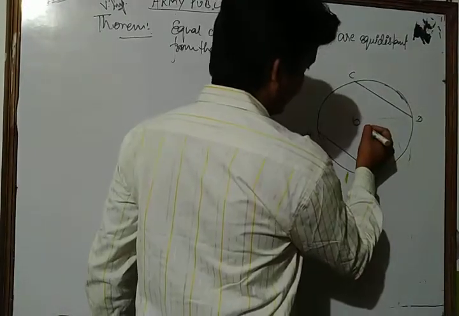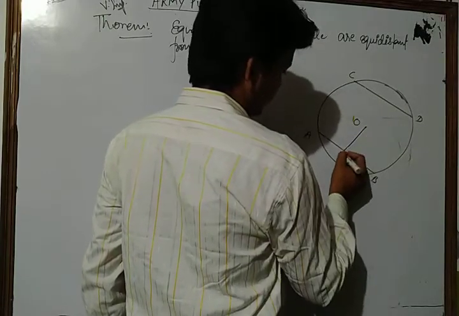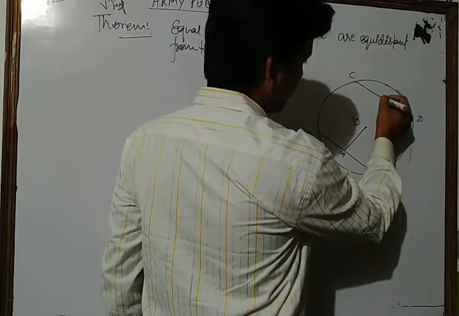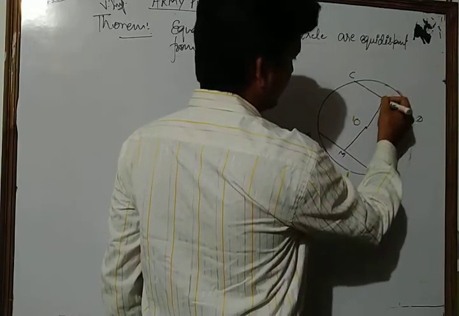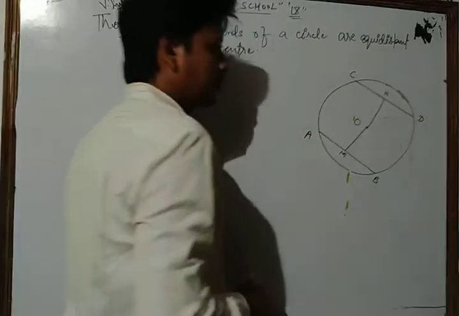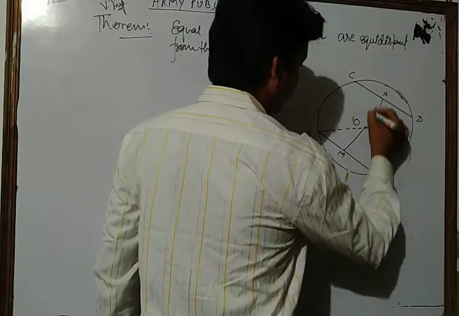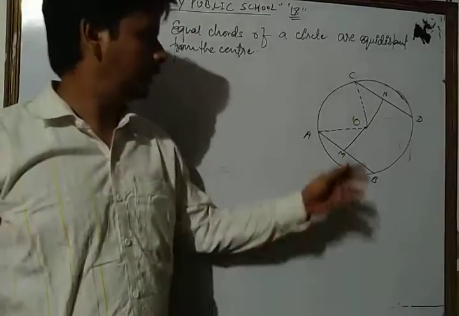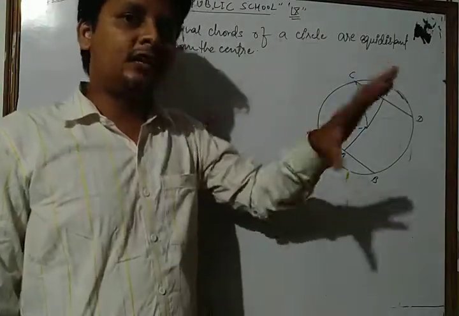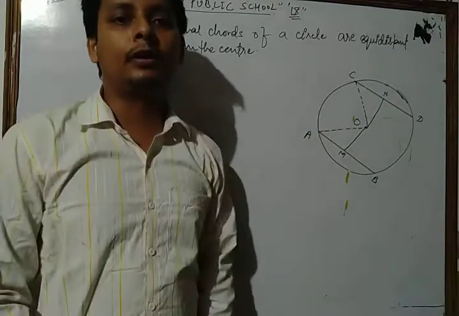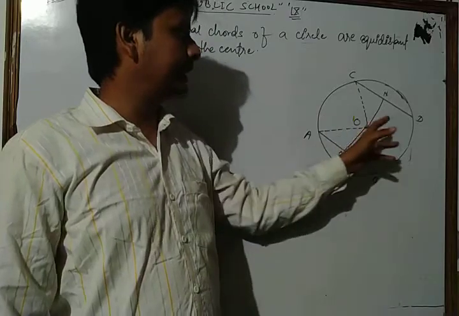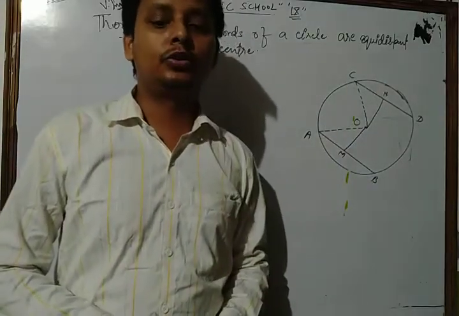And we draw OM perpendicular to AB, and we draw ON perpendicular to CD, and we join OA and OC. We join OA and OC. In proving this theorem, first of all we show that triangle OMA and triangle ONC are congruent to each other.